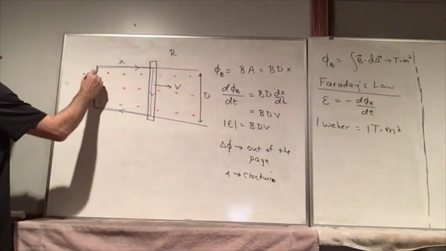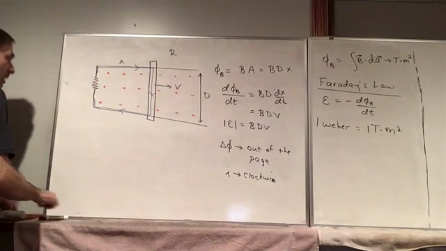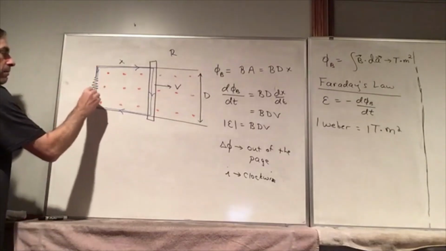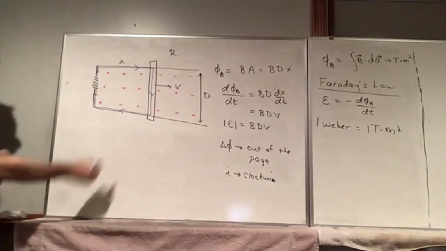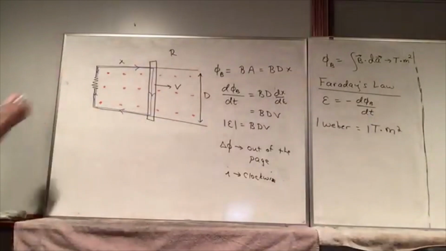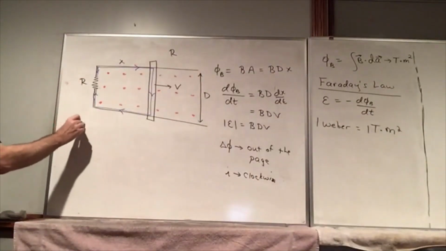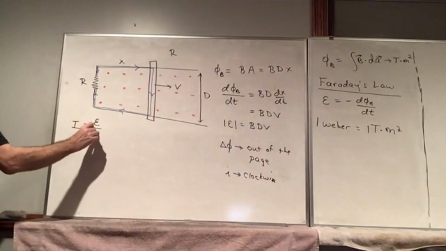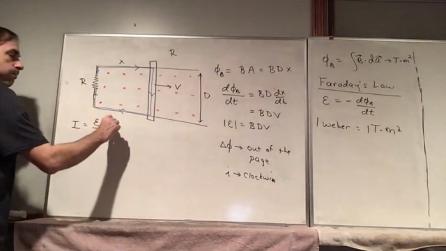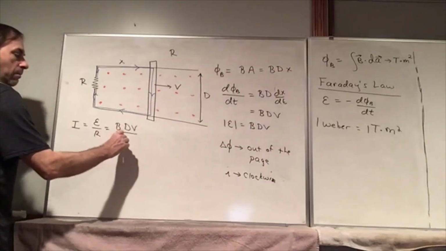let's put a resistor here. So if this is like a 100 ohm resistor, adding those little lengths of wires is going to have no effect whatsoever. And so the current, just from Ohm's law, we'd have B dV over R.